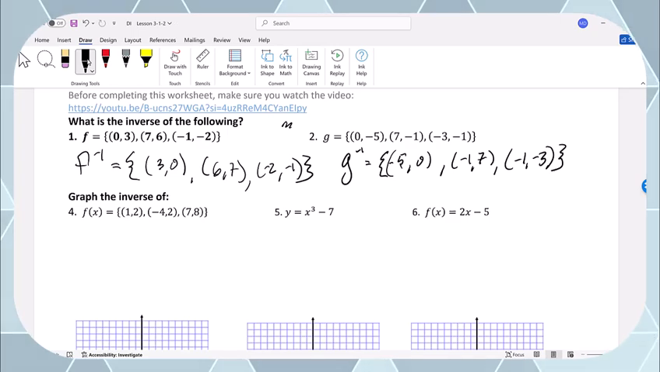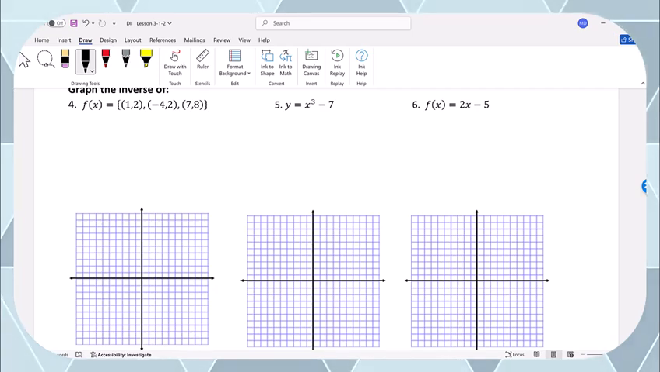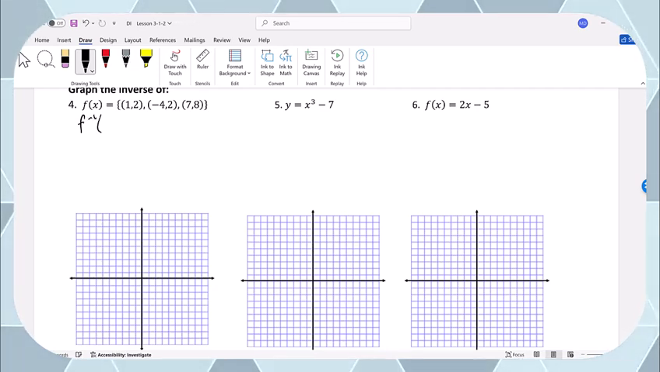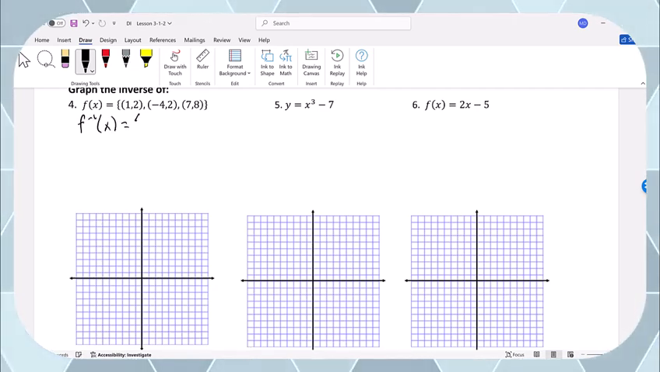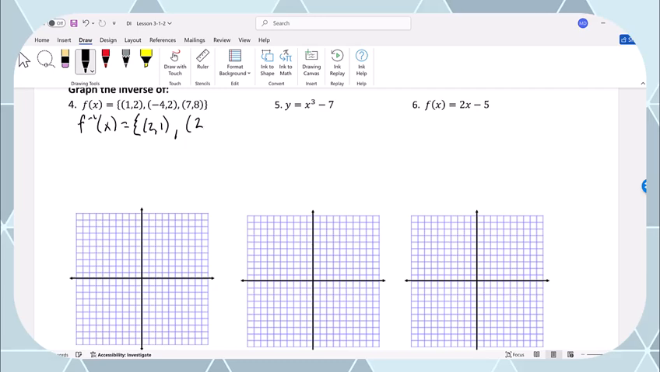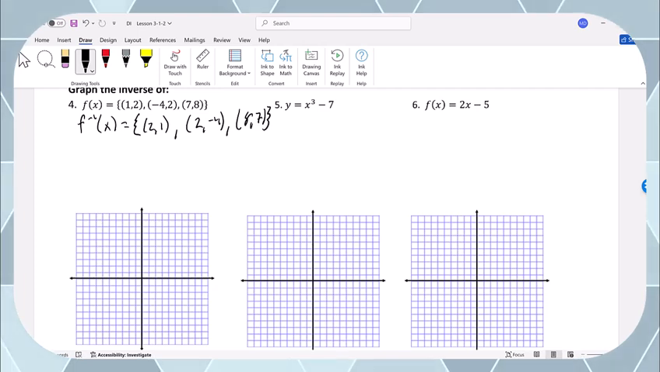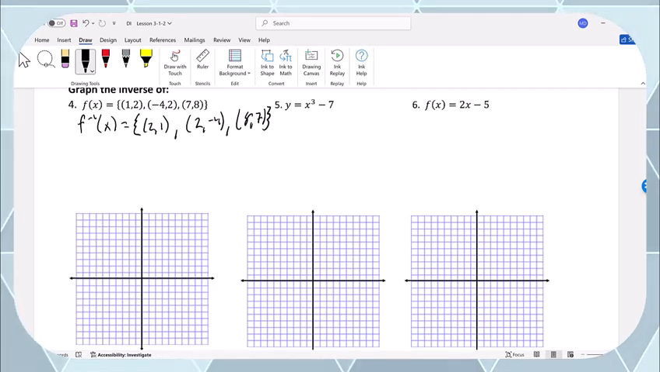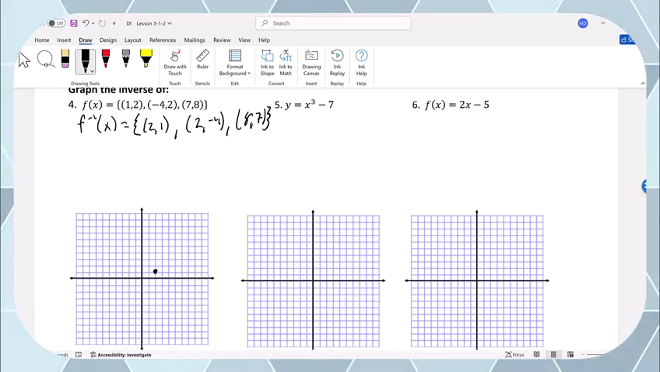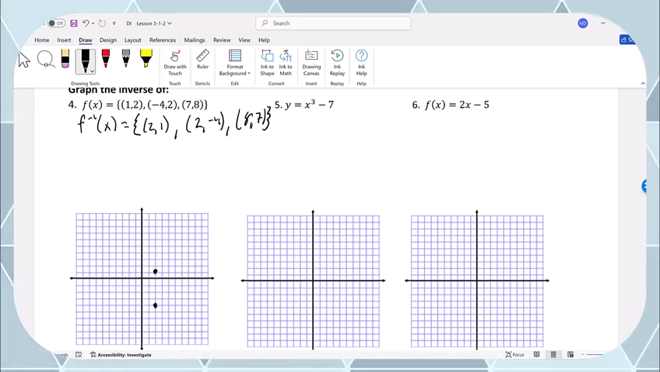Now to graph the inverse, the first thing we need to do is switch the domain and range. So switching the domain and range. So now I need to graph those points. So (2, 1), (2, -4), and (8, 7).